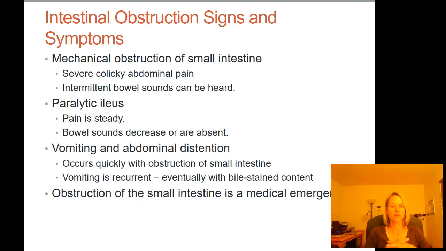In both cases, we get vomiting and abdominal distension. This occurs very quickly with obstruction of the small intestine. Vomiting is recurrent, and usually or eventually bile stained. And this, once again, is a severe medical emergency.